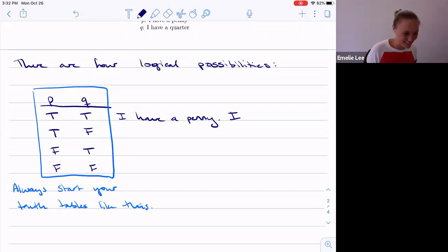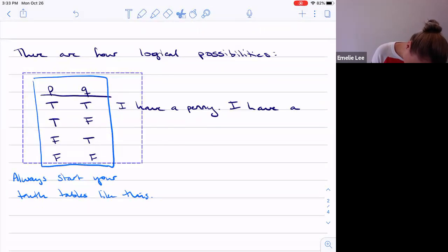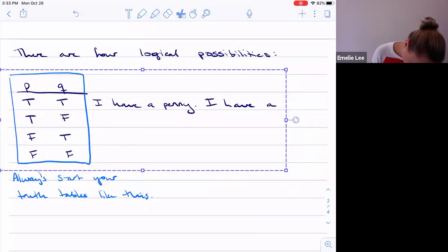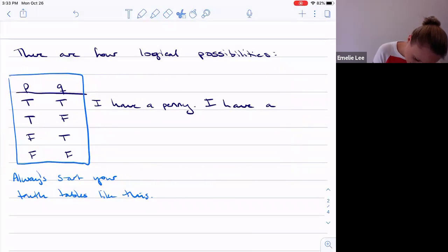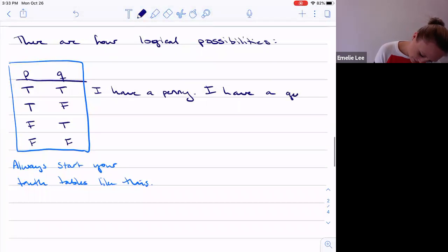The dog just came in. She's so excited. I have a penny. I have a quarter. Oh, get this over here a little bit because my sentences are a little bit longer. Make it match. I have a quarter.